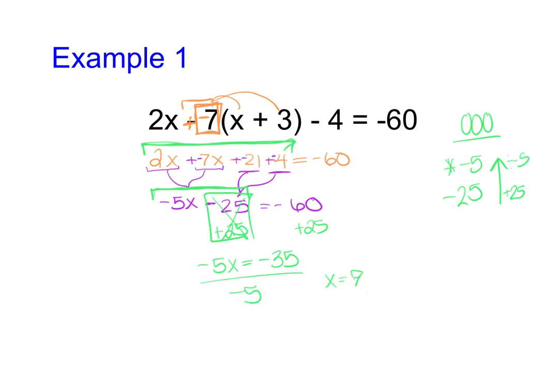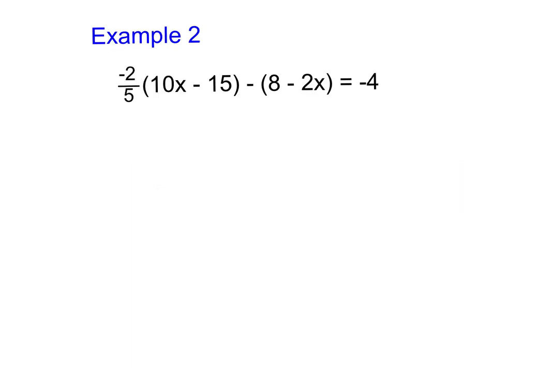is equal to 7. So just being very careful as you distribute, not missing the distribution of a negative number, and then being very careful as you combine like terms. They can only be on the same side of the equation in order for them to be combined together. So let's take a look at a second example here.